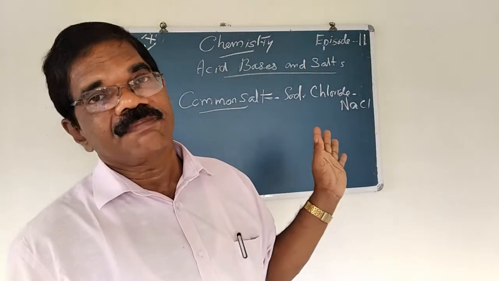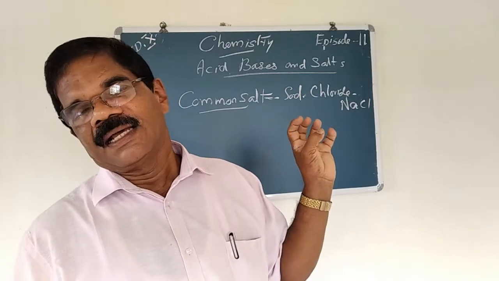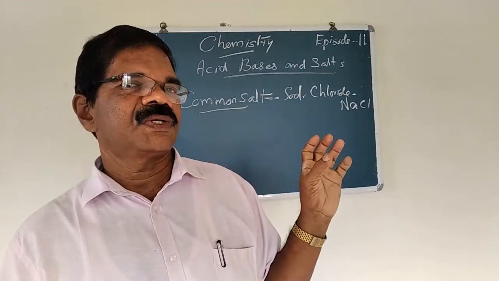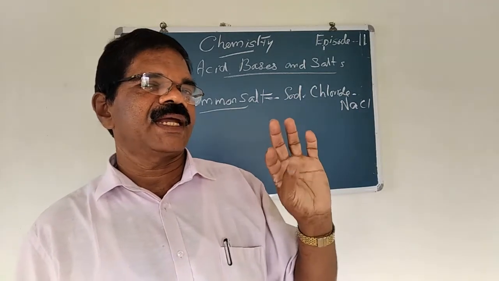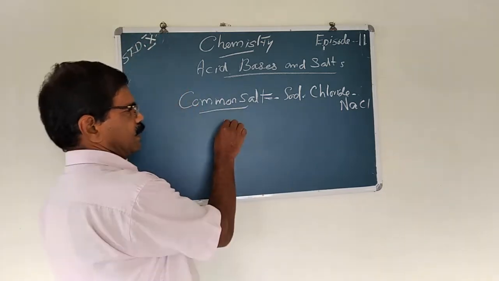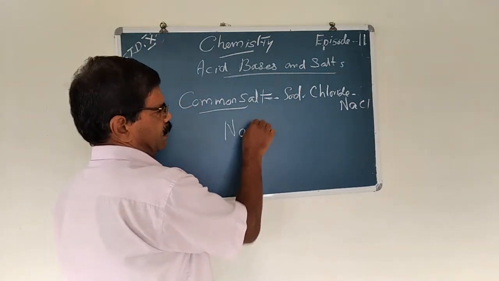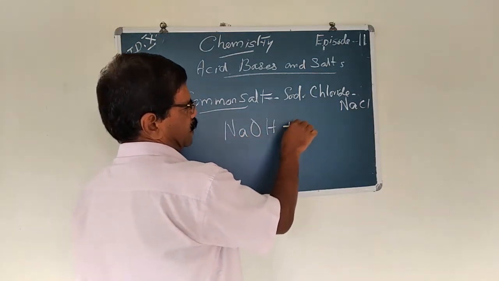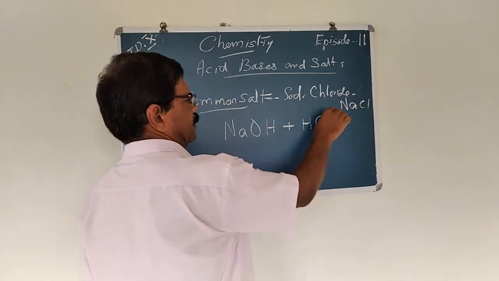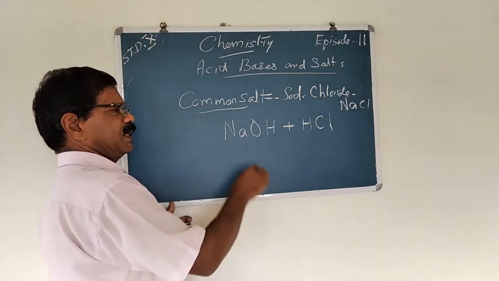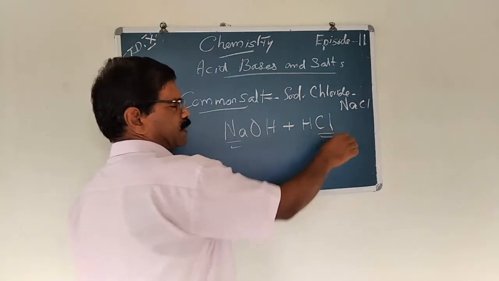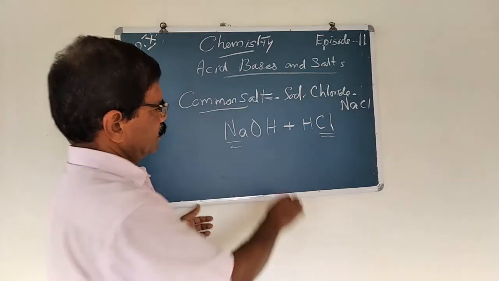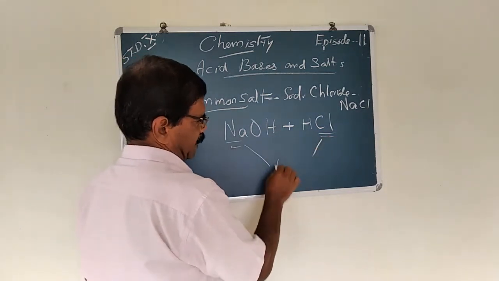Similarly, it is prepared in the lab by the reaction between sodium hydroxide and hydrochloric acid. Then what do you obtain? Sodium chloride and water are obtained. In this way, we get sodium chloride.